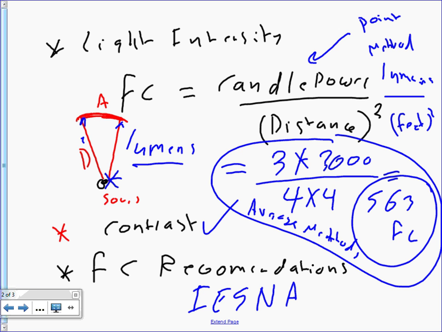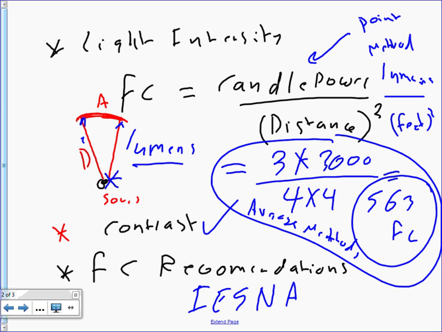The last thing I'm going to talk about is foot candle recommendation. Thank God for an organization called IESNA, the International Illumination Society, and NA, the branch of North America. It's an international organization, but they're international. International Illumination Society of North America.